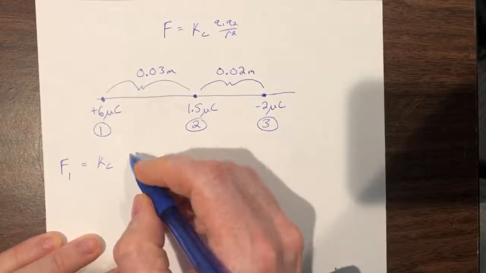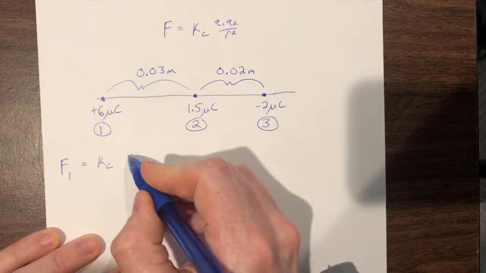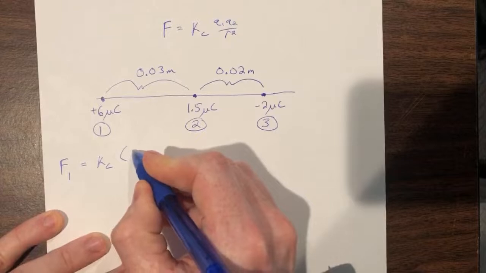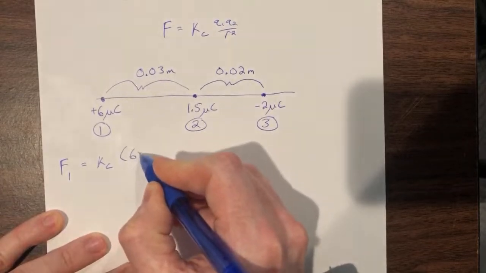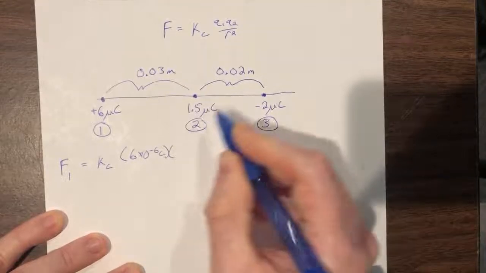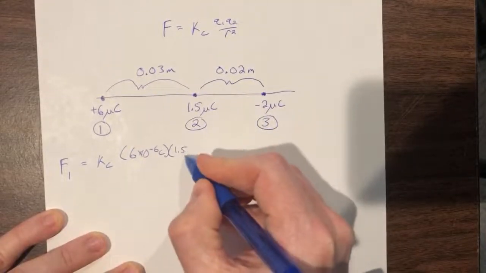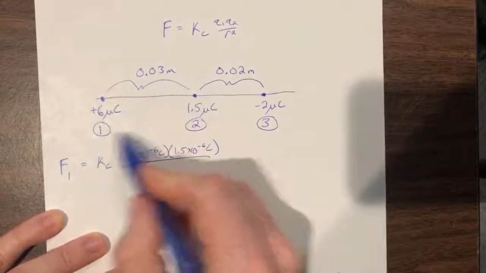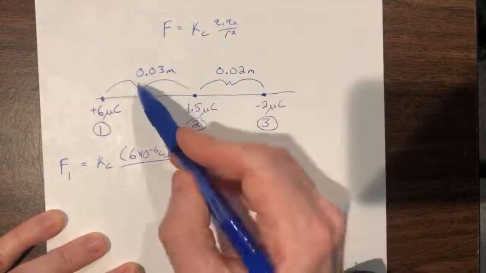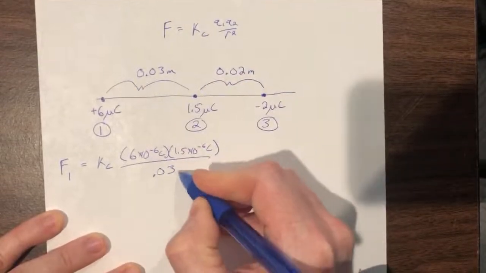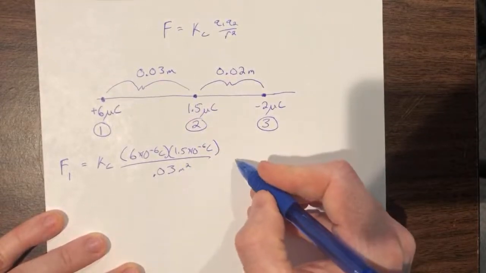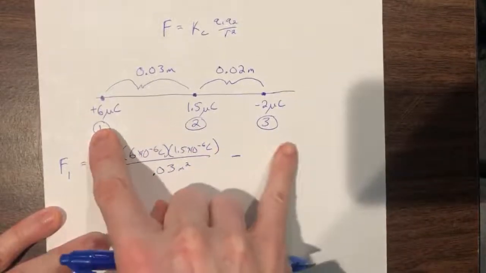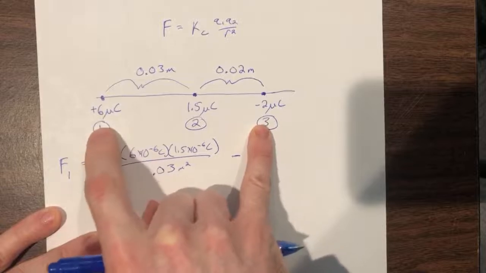So this is going to be Kc, and in both these cases it's going to be the Q1 here. We can do it like this, let's just do it the long way, and then I'll show you how we can shorten it on the next one. So we have 6 times 10 to the minus 6 coulombs times 1.5 times 10 to the minus 6 coulombs, divided by the distance between them, and that's going to be 0.03 squared.